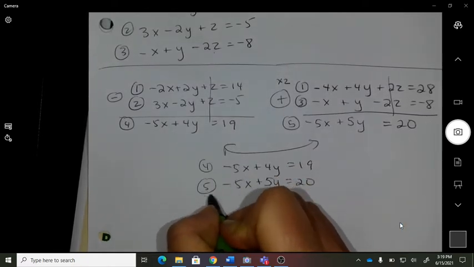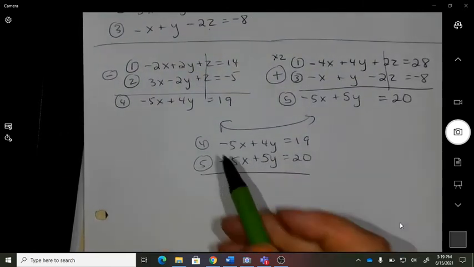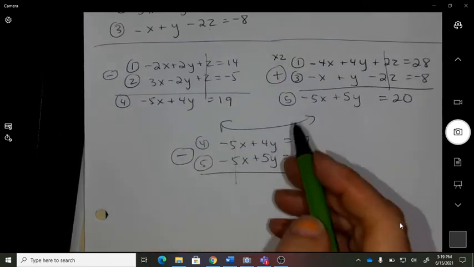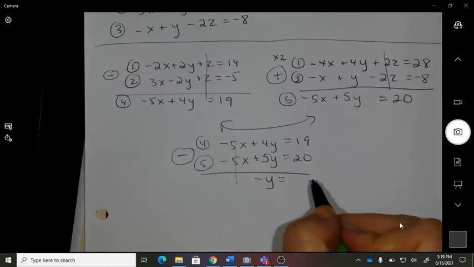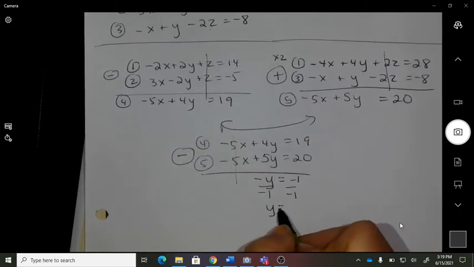Okay, so my decision is what to do, add or subtract. So these are the same, so I would subtract them. So that's 0, negative 1, y, and negative 1. So if I divide, I get y equals 1.